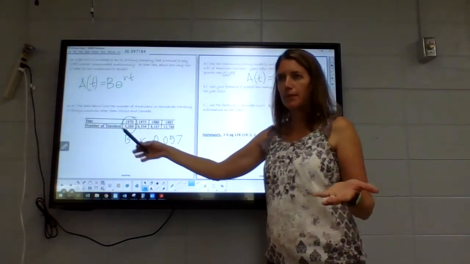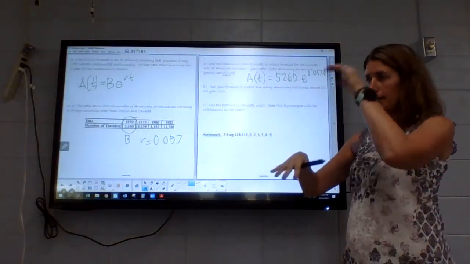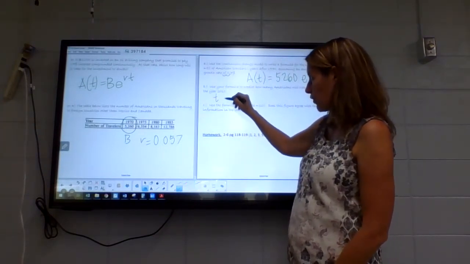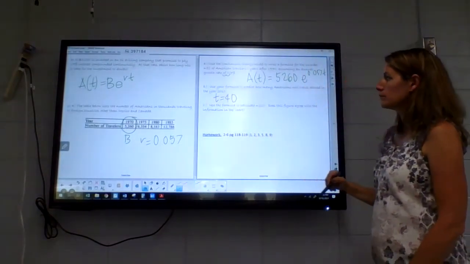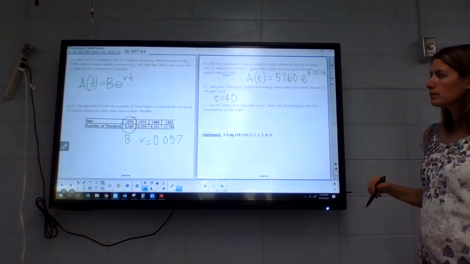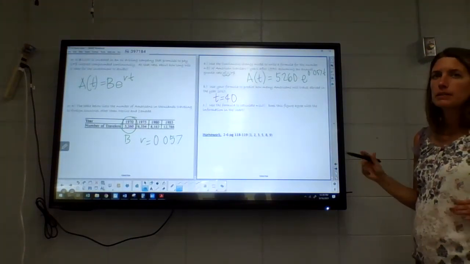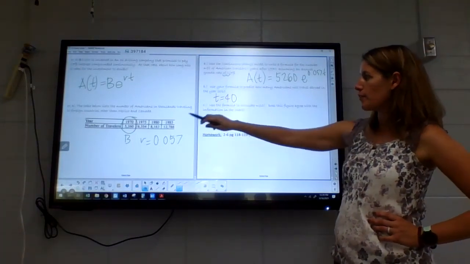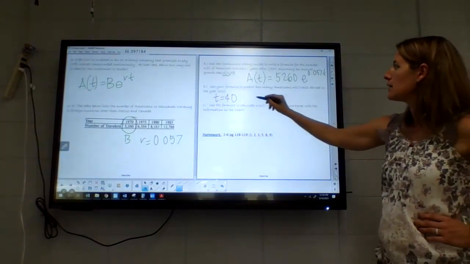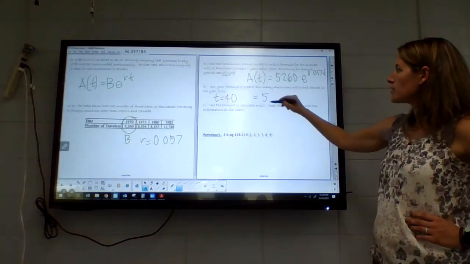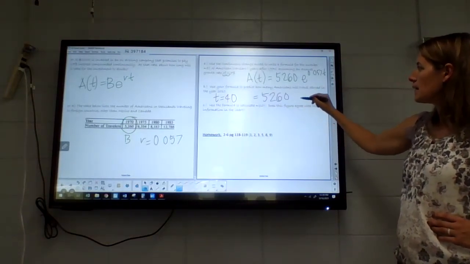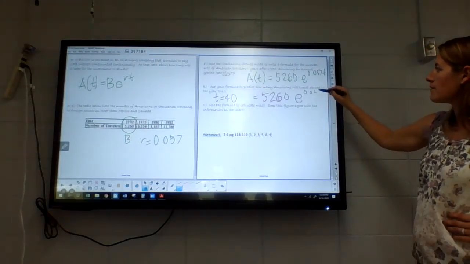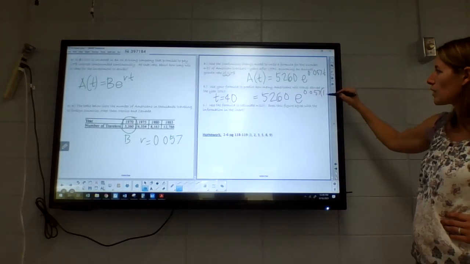So 1970 is 30 years behind 2000, so it'd be 40 years. So in this case, we're going to put t is 40. We have 40 from 70 to 2010. So we have 5,260 times e to the 0.057 times t, which is 40.